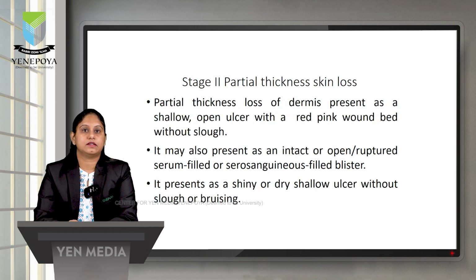The second stage is also called partial thickness skin loss. In this type of skin loss, it presents as a shallow open ulcer. We can see the ulcer on the skin surface, especially over bony prominences, with a red-pink wound bed without slough. It may also present as an intact or open or ruptured blister. It may be filled with serum or serosanguinous fluid, that is serum along with blood. It presents as a shiny or dry shallow ulcer without slough or bruising.